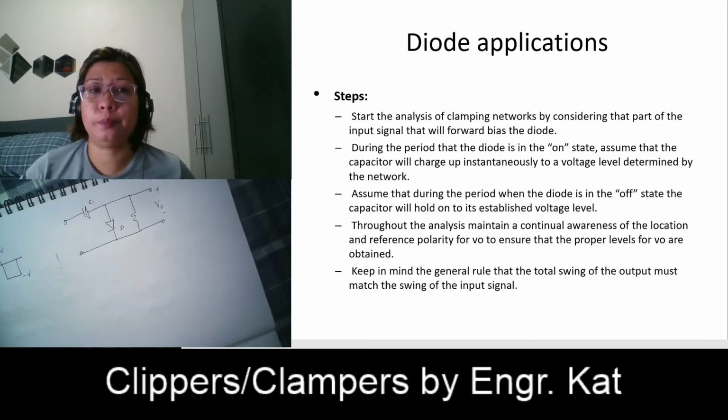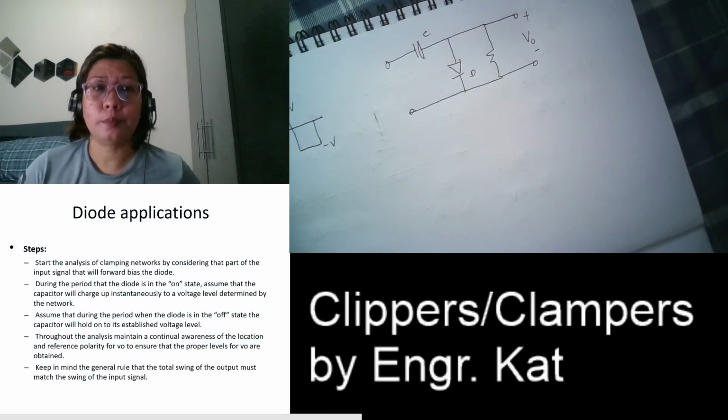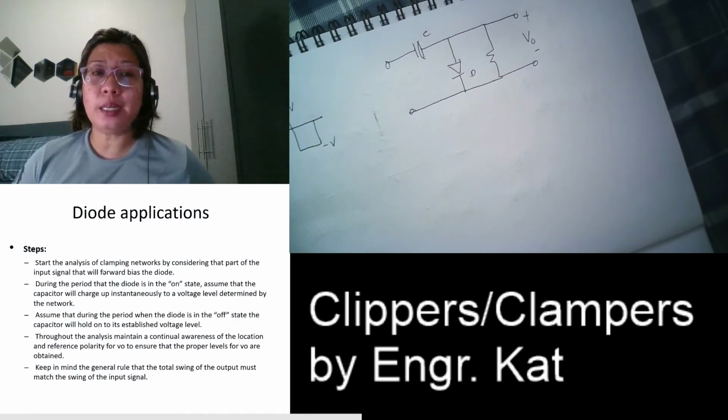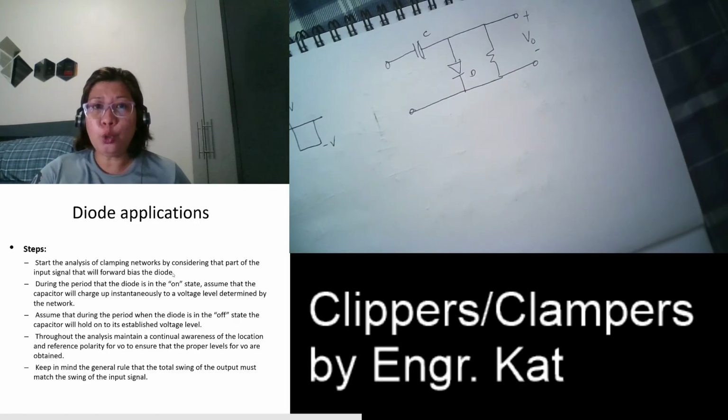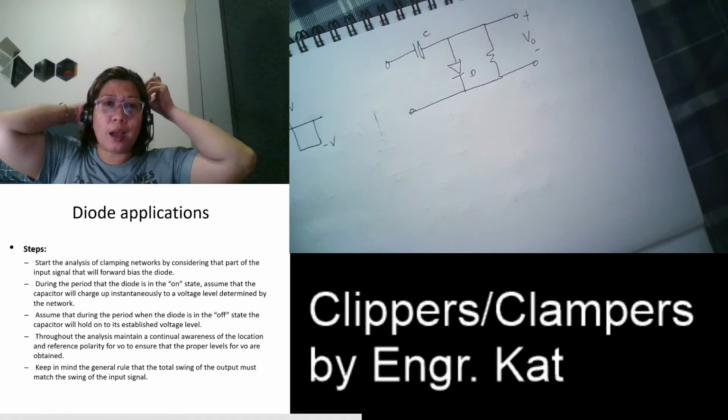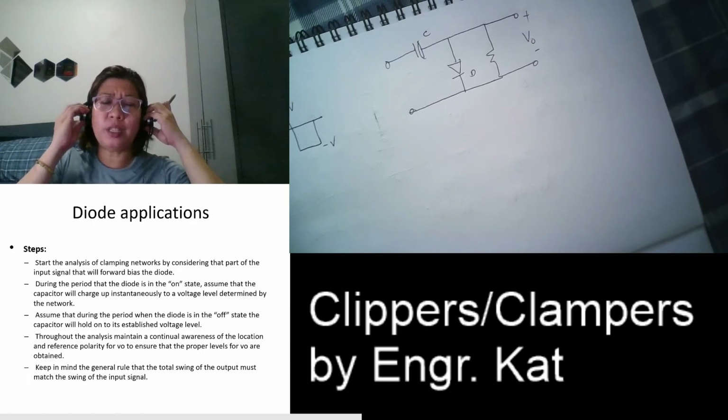Number 1, we always start the analysis of clamping networks by considering that part of the input signal that will forward bias the diode. So we need to start where your diode will be forward biased. Unlike in clippers, where even if your diode is reverse biased, we can always start anywhere.